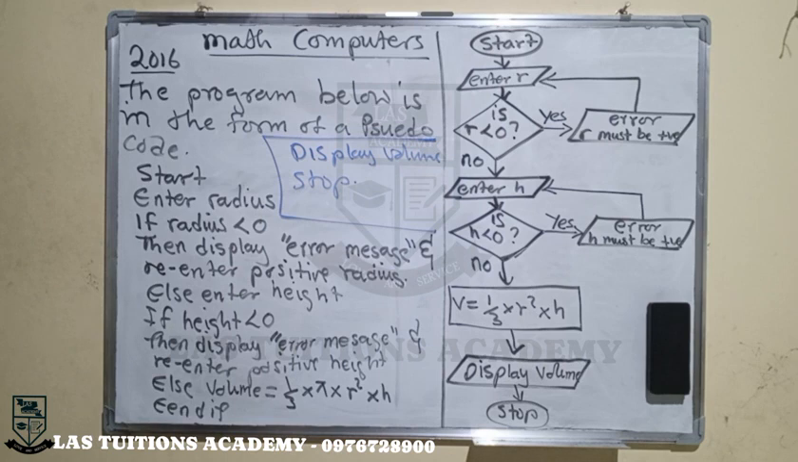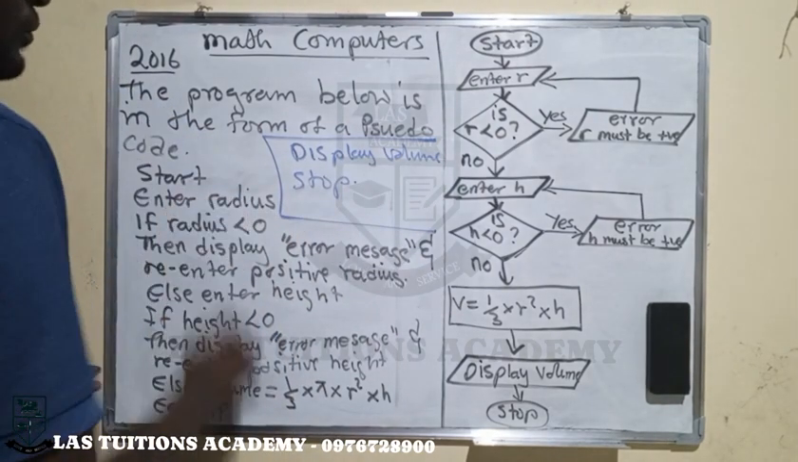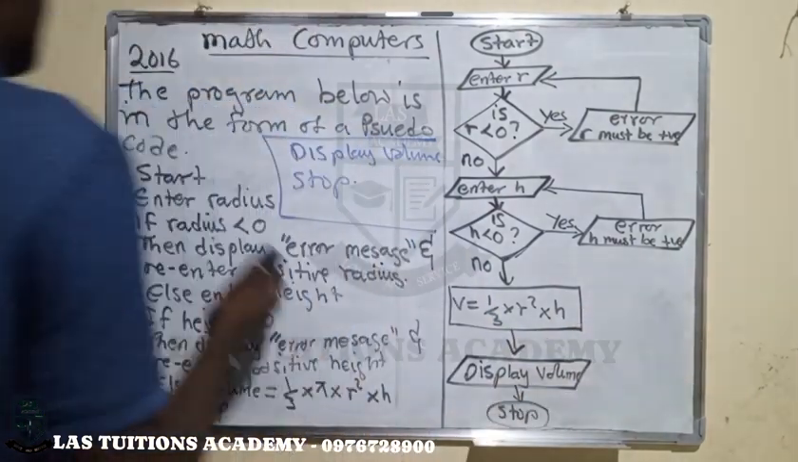Okay, so this is what we have. Unless there's any question, we look at another question which came in a different way. So the next question started with a flowchart. Then we were requested to come up with the pseudocode from the flowchart. So let's see how the question came.